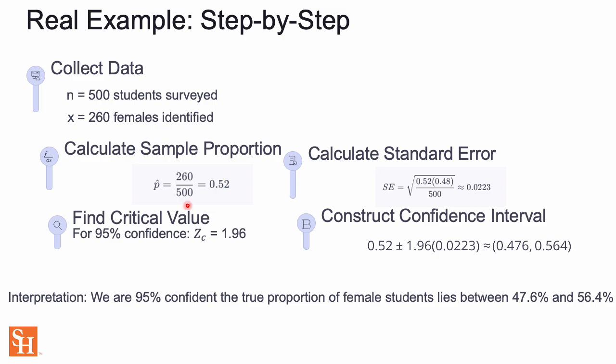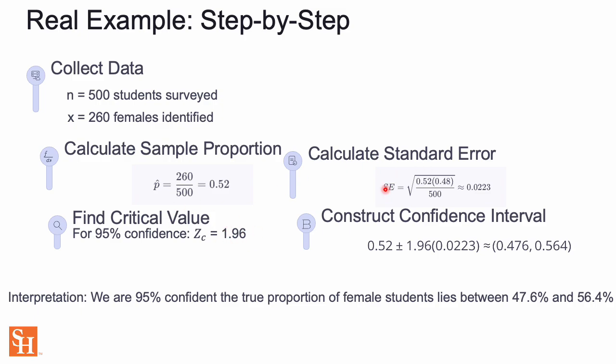And then we need the critical value. Say we are interested in calculating a 95% confidence interval, then the critical value associated with it is 1.96. You can check the Z table to find this value, but you can also remember it because we mainly use 95%, 90%, and 99% confidence intervals. So you can remember those values, and you can also check the Z table to see how you can find this value.